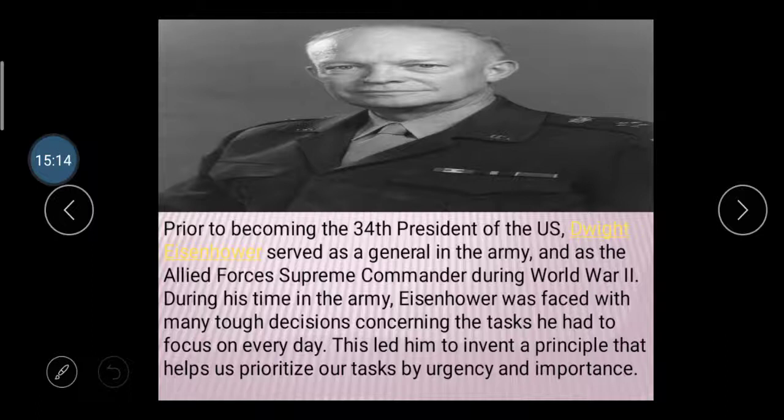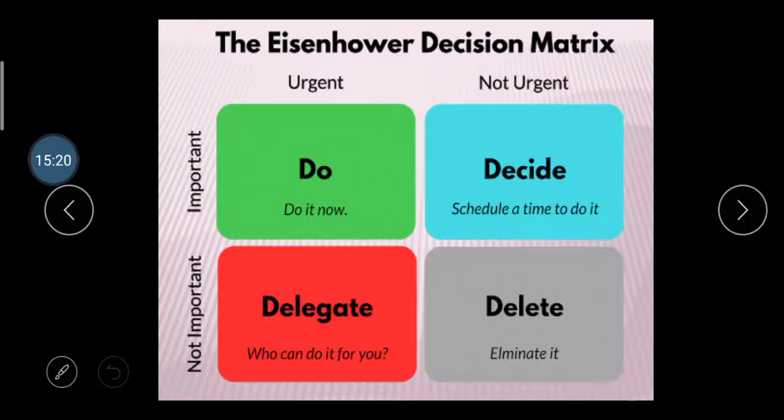Here in the next slide, here is the overall diagram regarding the Eisenhower decision matrix, which is asked in your GTU examination. So you have to prepare about it. In this matrix you can see there are 4 main phases. First one is important and urgent. First of all, you have to analyze which work is important and urgent. So you have to do it now. Then in the second phase, there is important but not urgent. So you have to schedule the time for it.